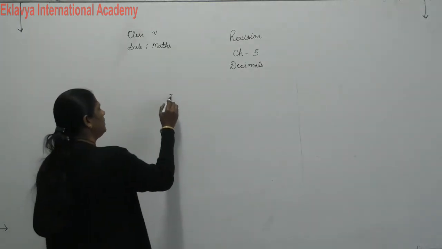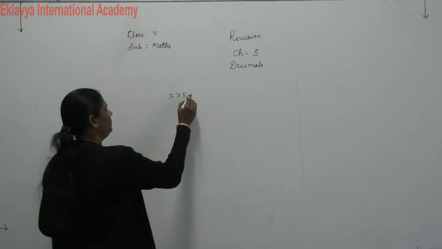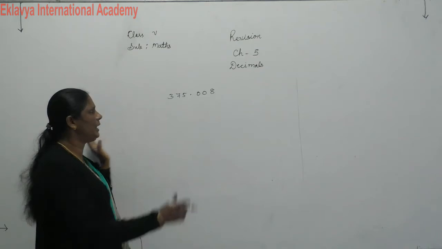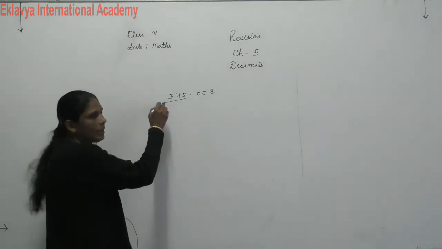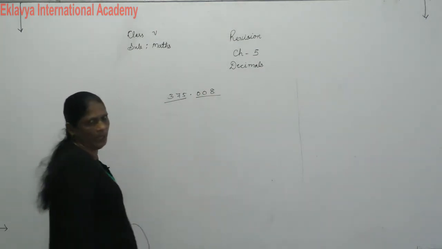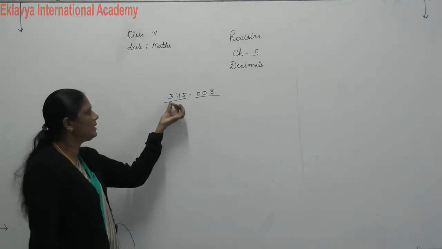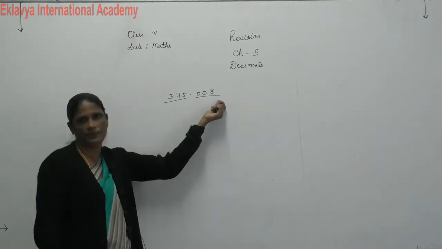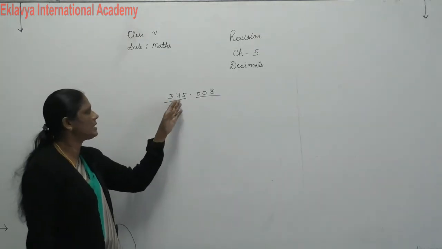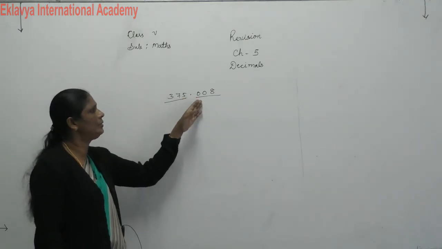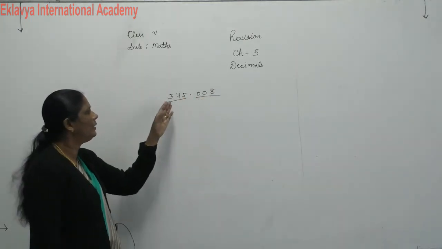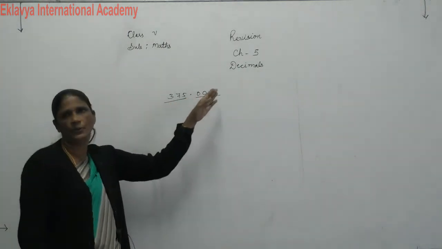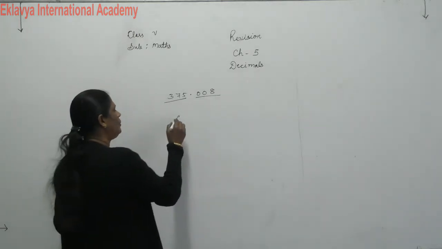Look here, 375. How to read this? First you read the whole number. This is the whole number part. This is the decimal part. 375.008, how to read? 375 decimal 008. Understand how to read this?